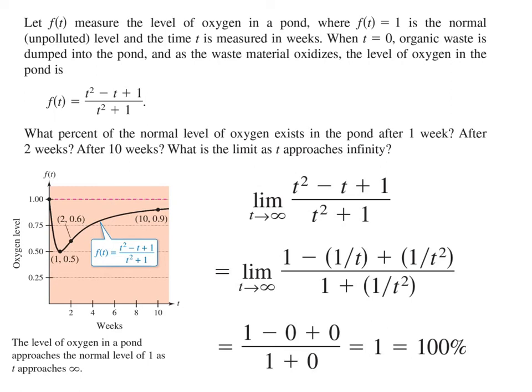So that is a function that we can very well deal with. I'm going to divide everything by t squared because that's the degree in the denominator. So this is my new numerator and denominator. So that's going to become 1 minus 0 plus 0 all over 1 plus 0. So that's 1, or 100%. So that means that the level of oxygen in a pond approaches the normal level of 1, or 100%, as time in weeks approaches infinity.